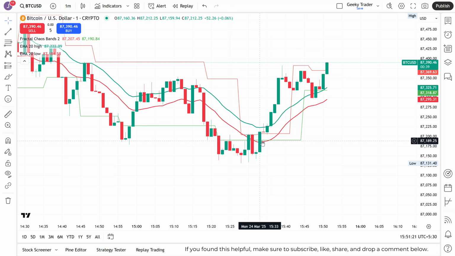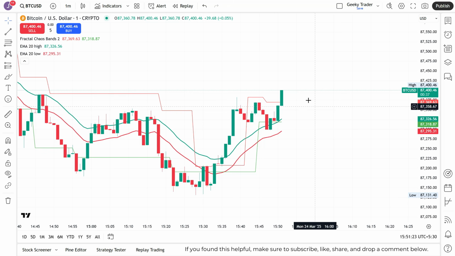But unfortunately, I missed this great opportunity to enter earlier. However, that's okay, because in trading, there's always another chance if we stay patient and follow our strategy. As long as the price continues to move above the 20 EMA, the market remains in an uptrend, meaning there's still potential for more upward movement.